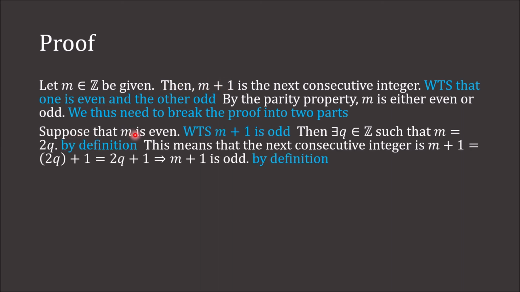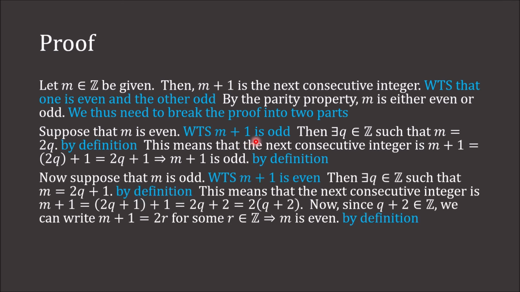So first suppose that n is even. Then by definition, we have to have an integer q such that n is equal to 2q. So the next consecutive integer would be n plus 1, which is 2q, because that's what n is, right, up here, plus 1, which is 2q plus 1, which is the definition of odd. So n plus 1 is odd.